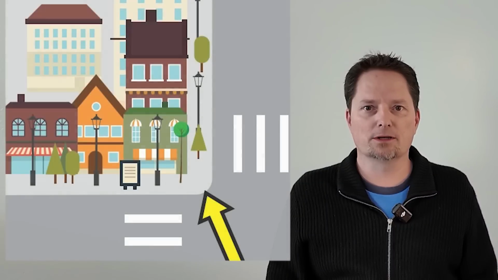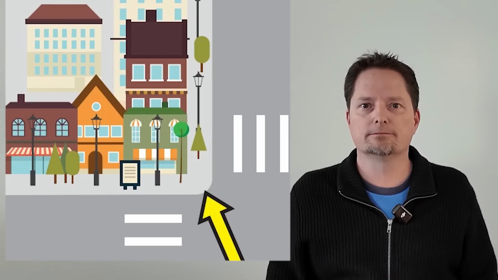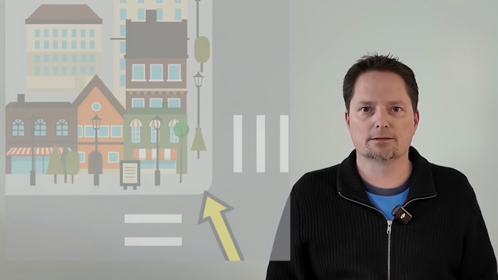Now let's talk about this building. The building is not in the corner, the building is on the corner. The building is on the corner of the street. Let's practice. Is the building on the corner of the street? That's right, the building is on the corner of the street.